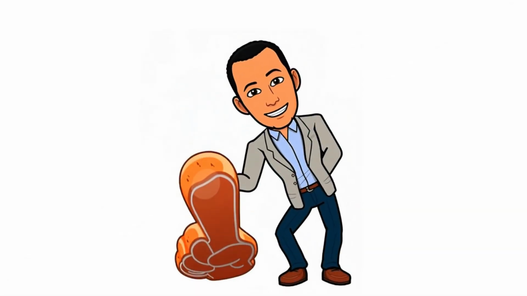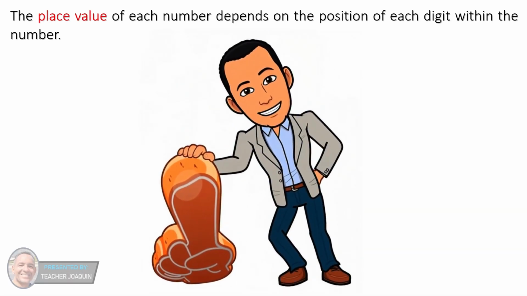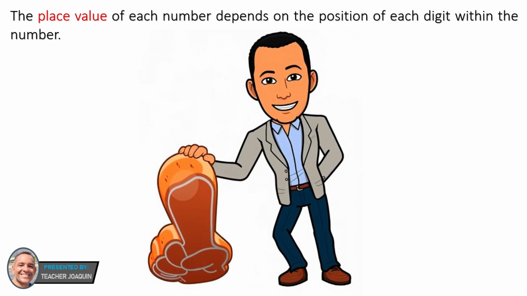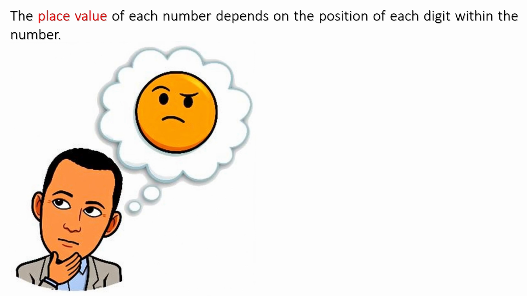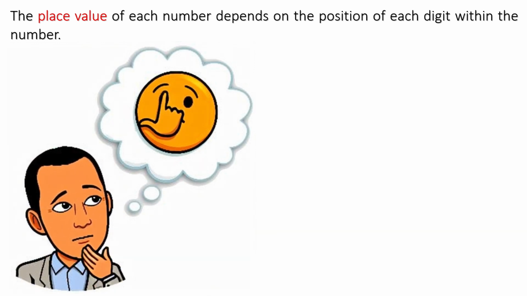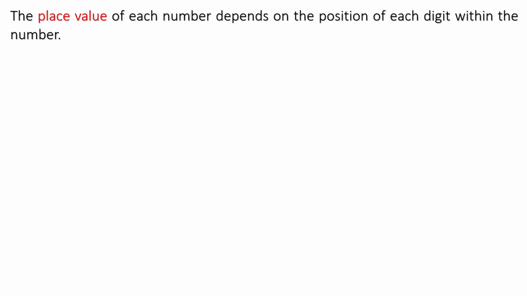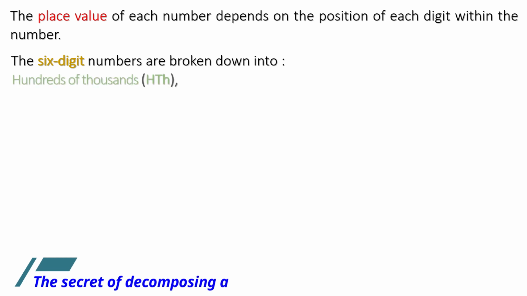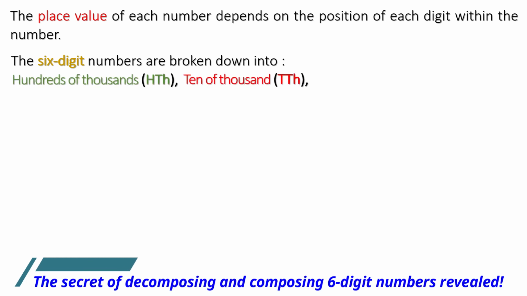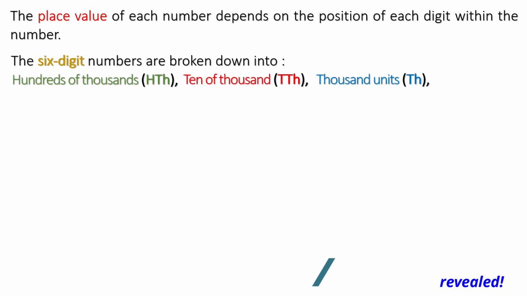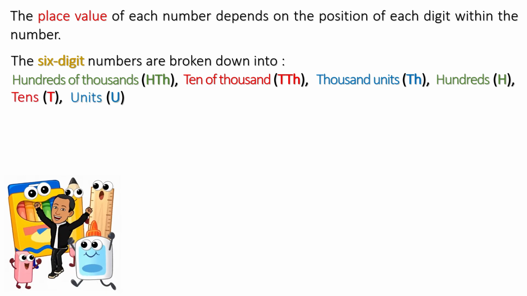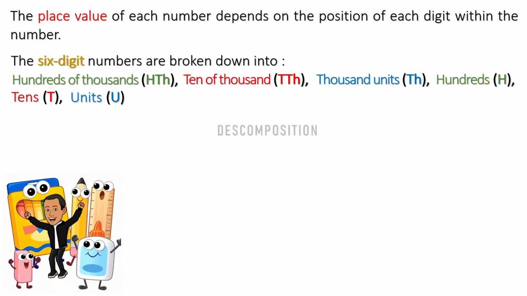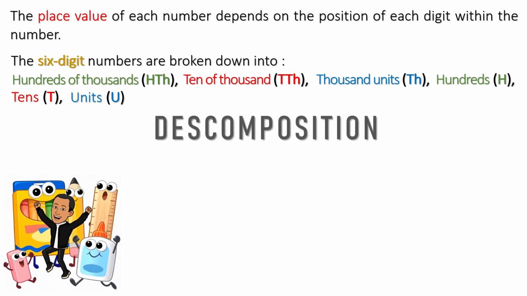We will begin the video by mentioning that the place value of each number depends on the position of each digit within the number. Now, what should you know about reading and writing 6-digit numbers? They can be broken down into hundreds of thousands, tens of thousands, thousands, hundreds, tens, and units respectively. Taking these elements into account, the question would be, how do you break down 6-digit numbers?